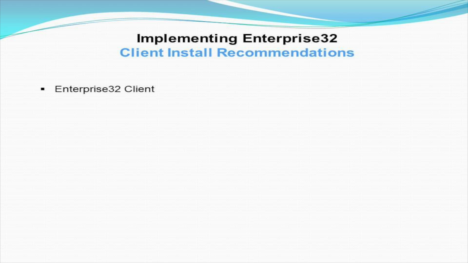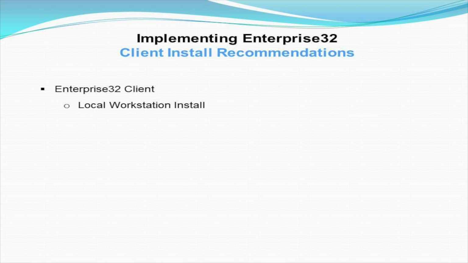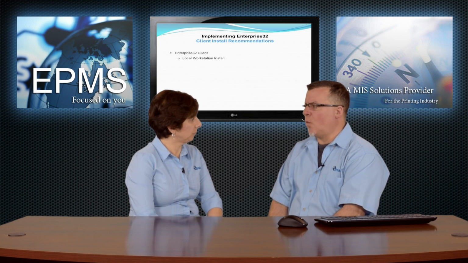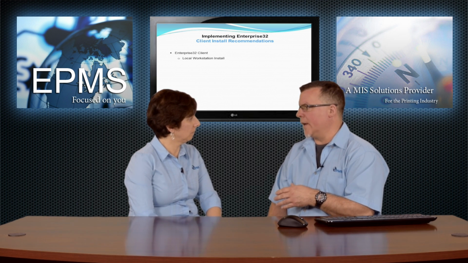When we are talking about the Enterprise 32 application itself, which talks to the database server, which we just covered, there's a couple of ways that you can actually access and deploy the Enterprise 32 client, which allows the access to the database. So the first one, if you look at this PowerPoint, is a local workstation install. Let's talk about that a little bit. Basically, this is when you physically install the application on a workstation for every user.